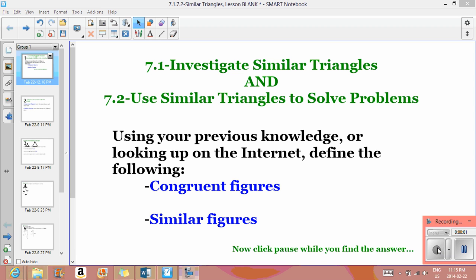So everybody, welcome to 7.1 and 7.2. We're going to be looking at similar triangles and how to solve similar triangles with different problems.